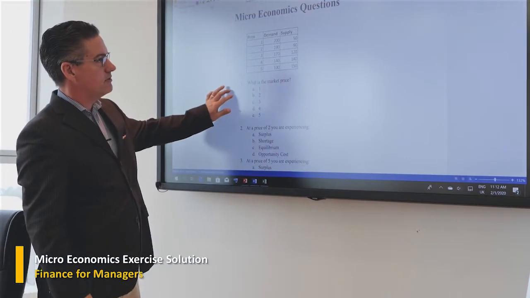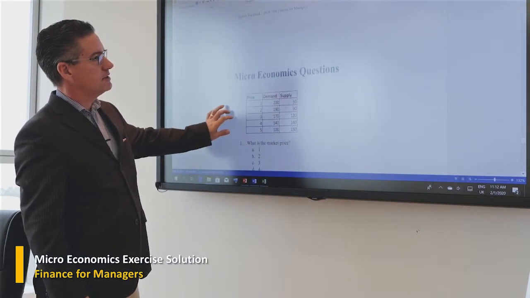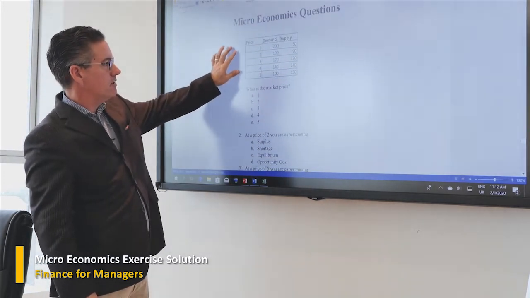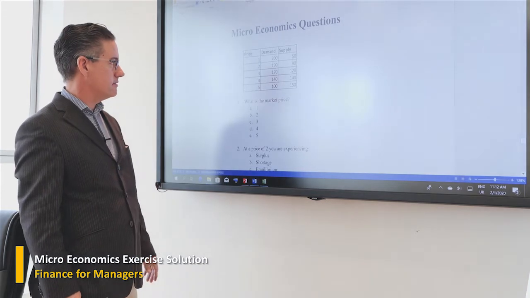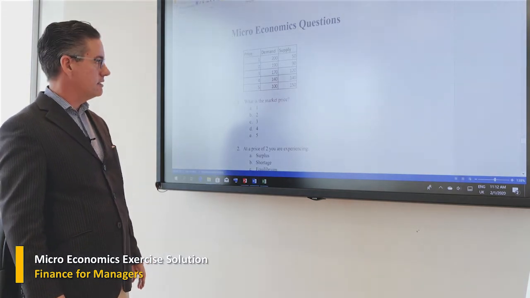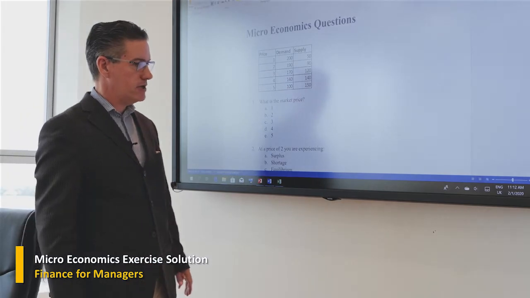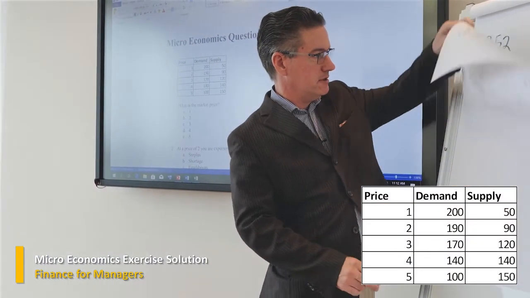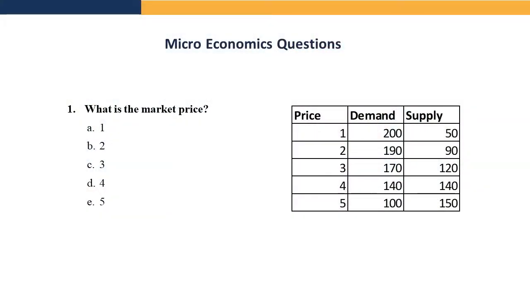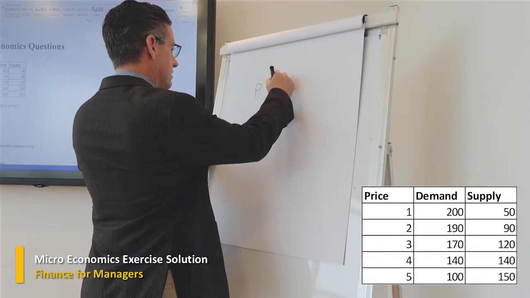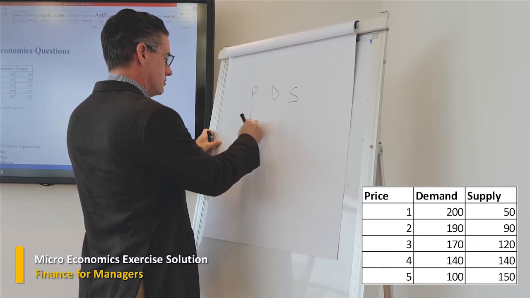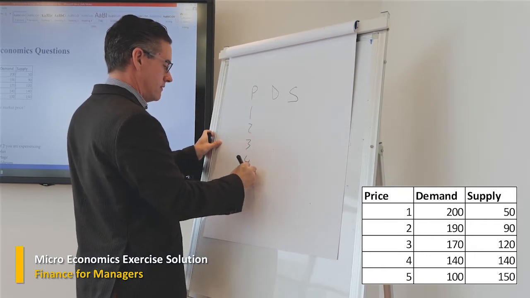Okay, so now we are on page 62 of the workbook. We have some microeconomics questions here. We have a chart of demand and supply. This one's pretty easy. I'll recreate the chart over here for you just to show you. So we have price, demand, and supply. The price goes from 1 to 5.